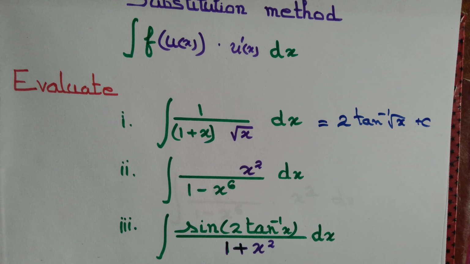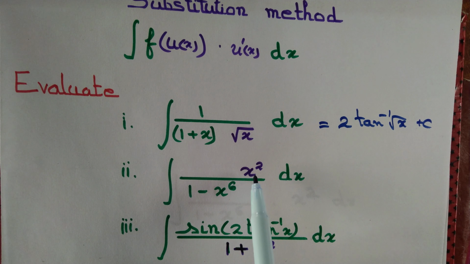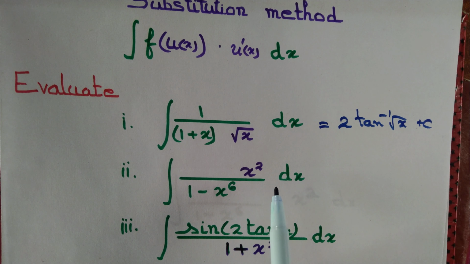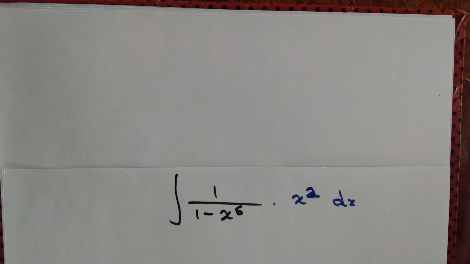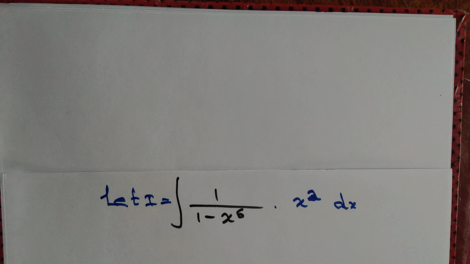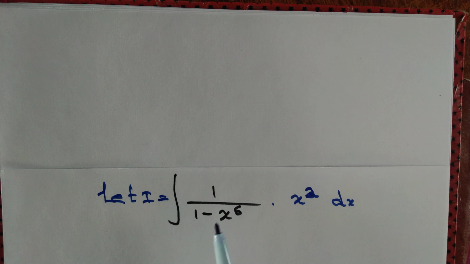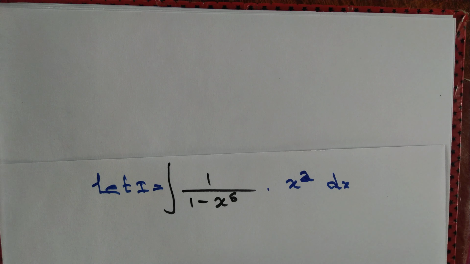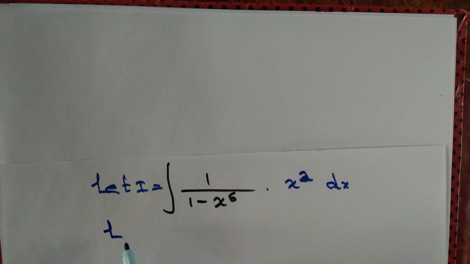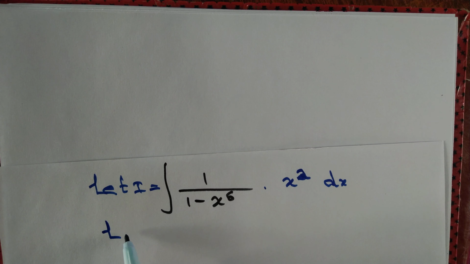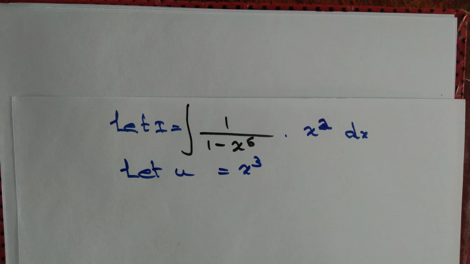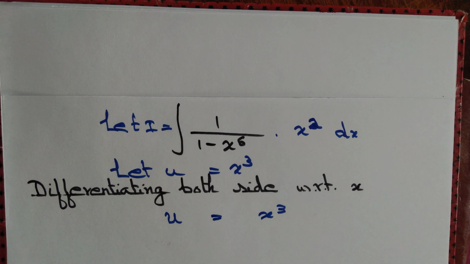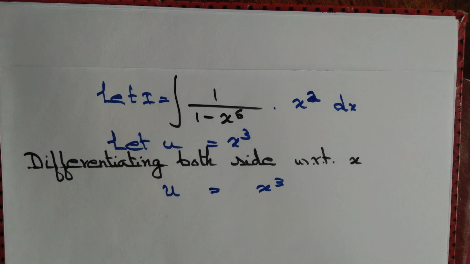plus some constant of integration. What about the second one, integral of x square by 1 minus x to the power 6 dx? Let's do it. So once again we write I equal to this integral which we want to evaluate. Somehow we should be able to write a function of u and then du. So what we do is we take u equal to x cube.